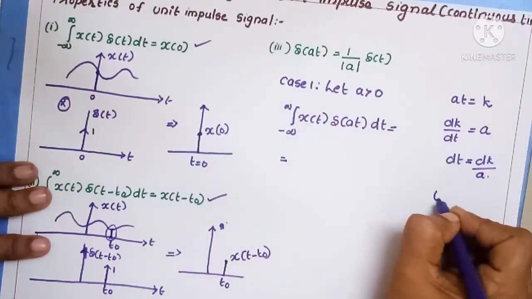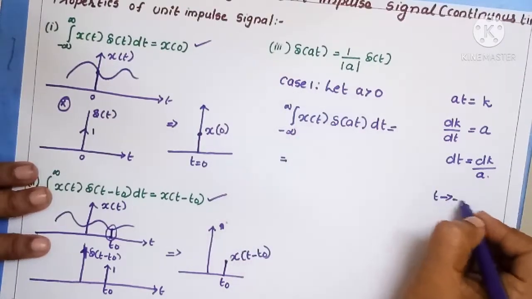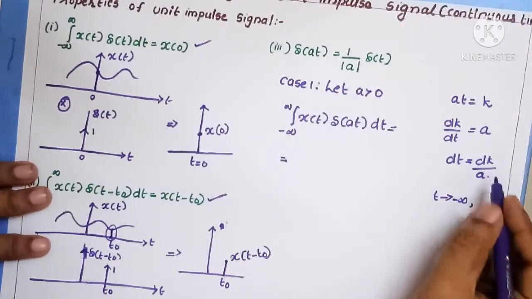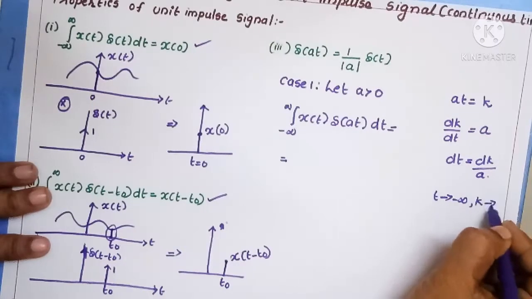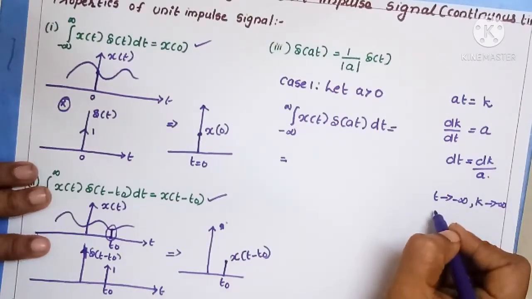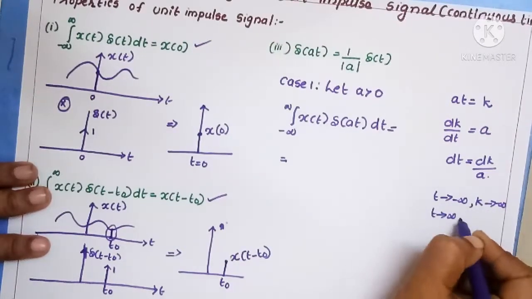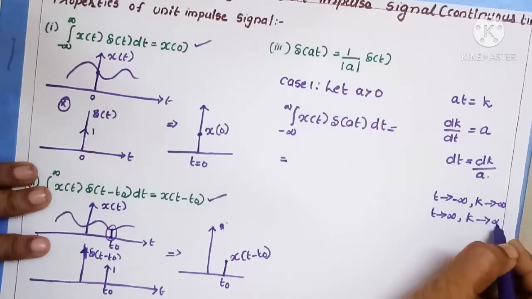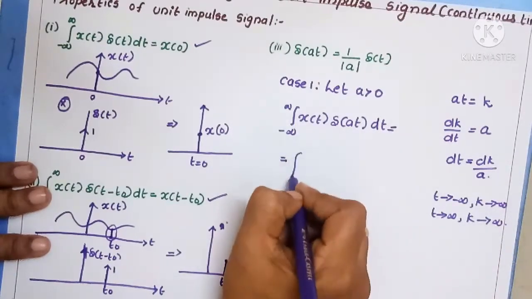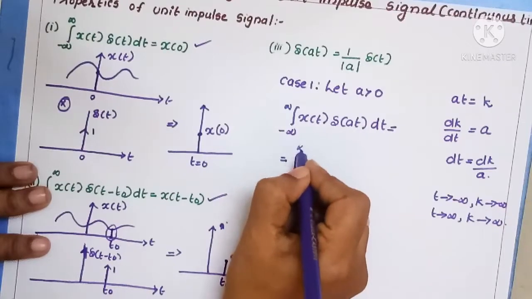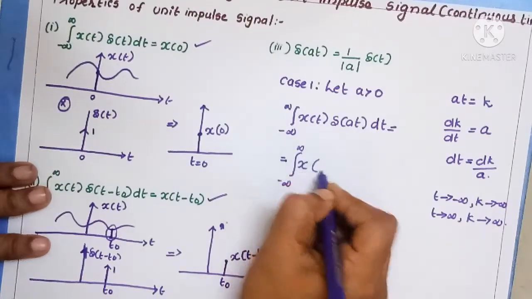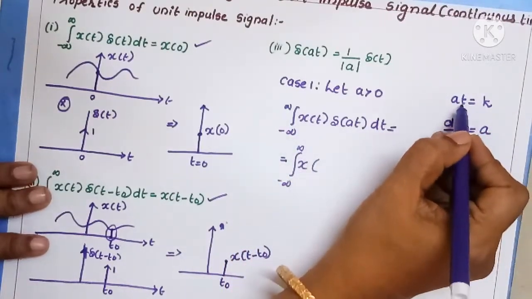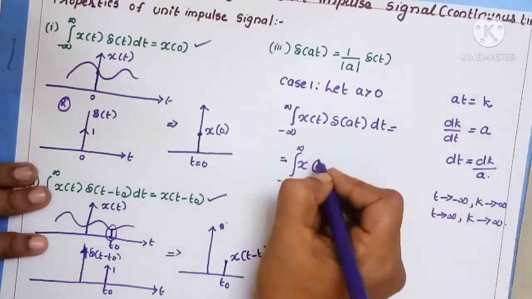When t tends to minus infinity, what is the value of k? k also tends to minus infinity. If t tends to infinity, you will get k tends to infinity. So you can write the integral from minus infinity to infinity of x of, from this equation, what is the value of t? t can be written as k by a.